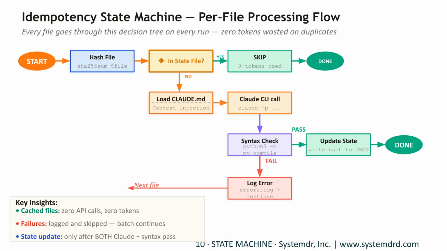Only if py_compile succeeds do we call update_state and commit the typed file over the original. The state file is only ever written in the success path. This is what guarantees idempotency. 3 key insights from this diagram.